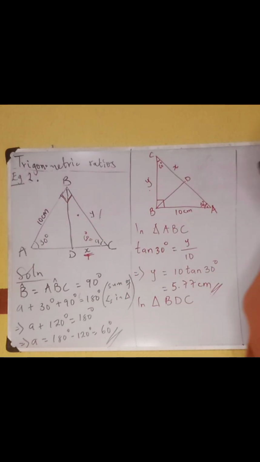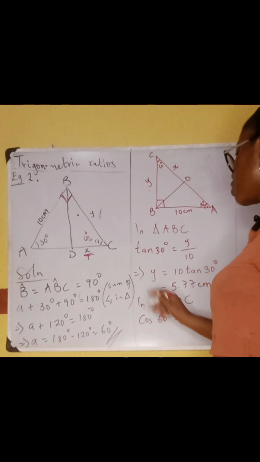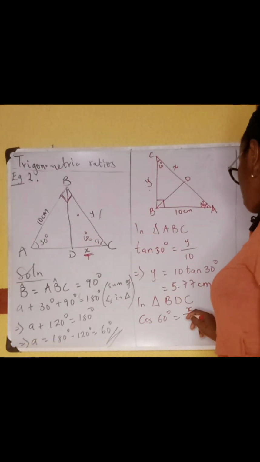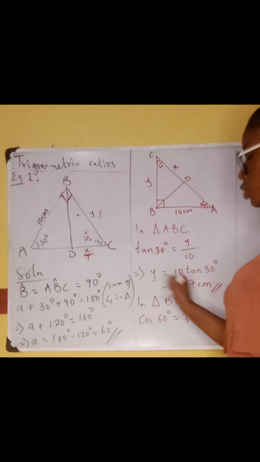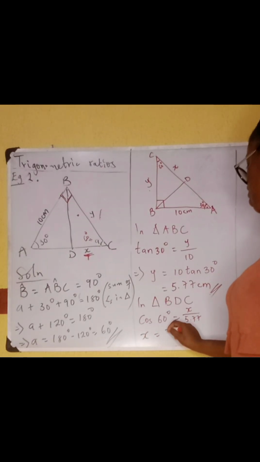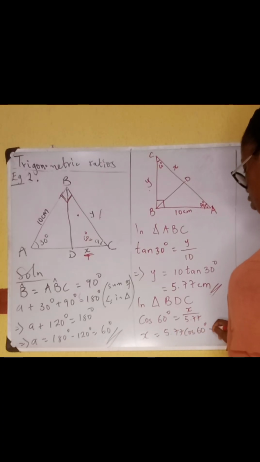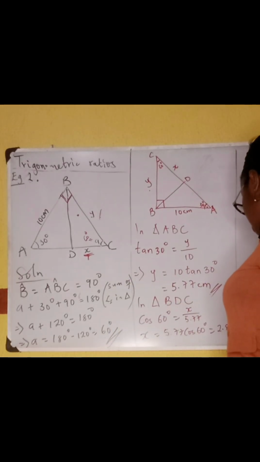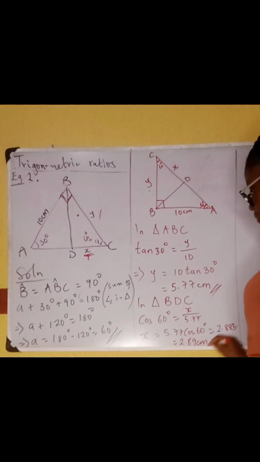So cos 60 is equal to the adjacent, which is S, over the hypotenuse, which is Y, but we've already solved for Y. That's 5.77. Okay, so we'll now cross multiply. S will be equal to 5.77 cos 60. That's our result. So we multiply that and we'll get our result. So we are done solving. We found our A, we found our Y, and we found our S.